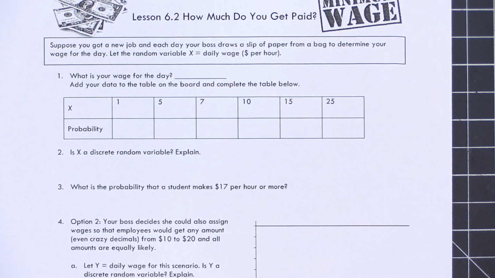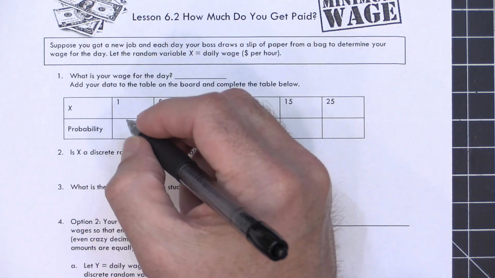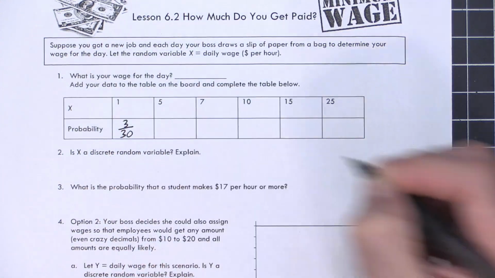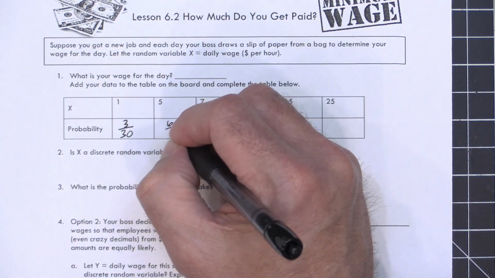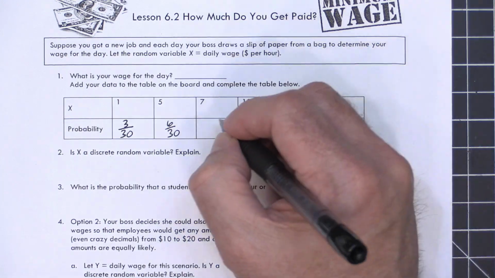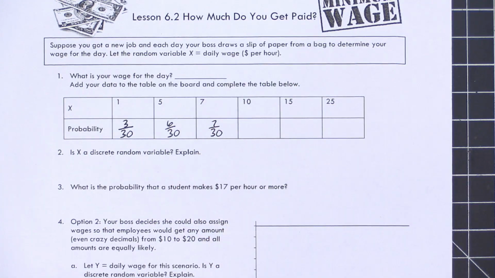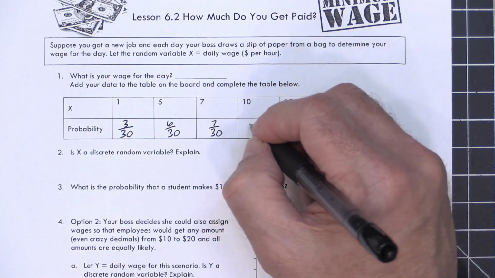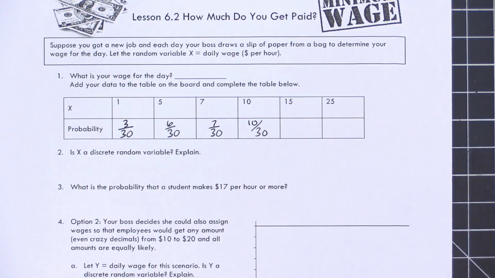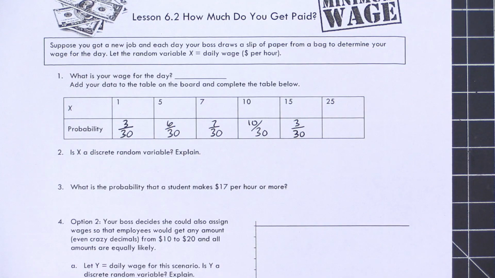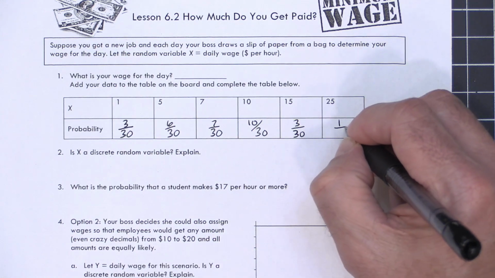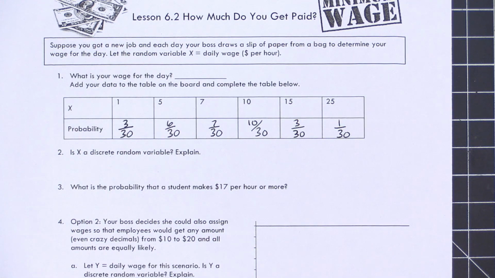So let's just say that we did this and we had 30 people that came in for the day and they reached in and pulled a slip of paper out, okay? So let's say that 3 out of the 30 people picked a $1 wage. 6 out of 30 picked a $5 wage. 7 out of 30 picked a $7 wage. 10 out of 30 picked a $10 wage. 3 out of 30 did a $15 wage. And there was only one person that picked the $25 one.